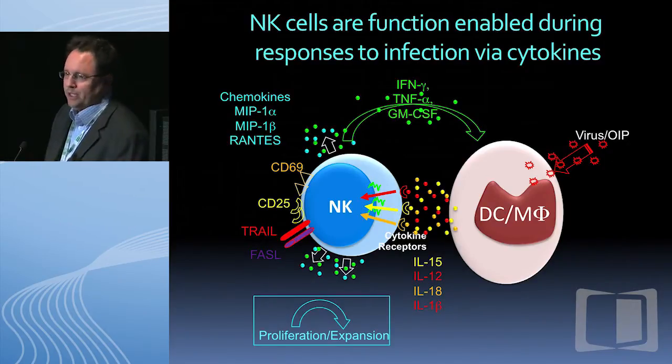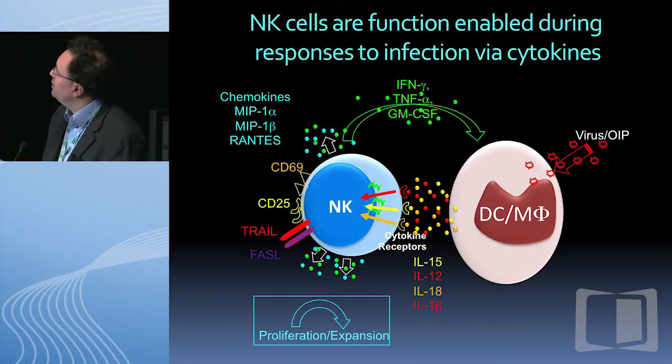The second concept I wanted everyone to understand is that NK cells can be function-enabled to better respond by cytokines from accessory cells. And so in this situation, accessory cells like dendritic cells or macrophages, when they encounter a virus, produce pro-inflammatory cytokines, and those cytokines bind to constitutively expressed receptors on natural killer cells, inducing functional responses such as cytokine production, chemokine production to bring in additional immune cells, and also induce the NK cells to proliferate and expand. Activation markers come up that we can track, and effector death receptors like TRAIL and Fas ligand can also be induced.